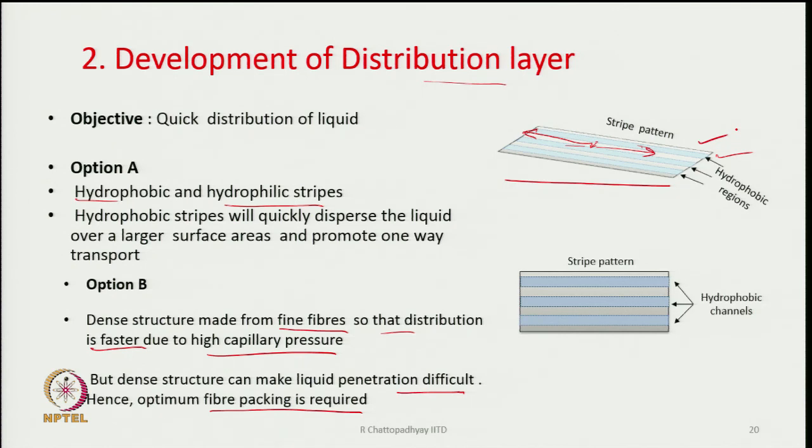Stripe patterns could be there, and there are different types of patterns. That is, you basically have hydrophilic and hydrophobic regions. From the hydrophobic regions, the liquid will immediately flow towards the hydrophilic regions. In this case, all these white regions are hydrophilic, and they act as a channel, and the liquid will be immediately transmitted, or it will spread over a larger area, and just below this we have the absorbing core. The real absorbing core is just below it.